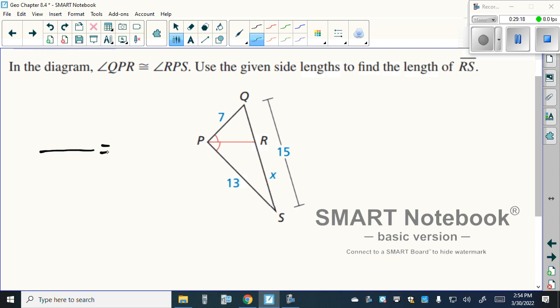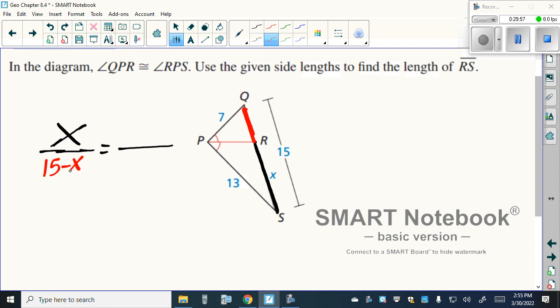Now, here, we are given the length of RS. In the other problem, we did solve for it and found out that it's 9.75, and we will get there. But we know it's x. Now, the side that corresponds to it is our QR. Well, do we know what it is? No, but I do know the whole length is. So this length here is going to be 15 minus whatever that value of x is.